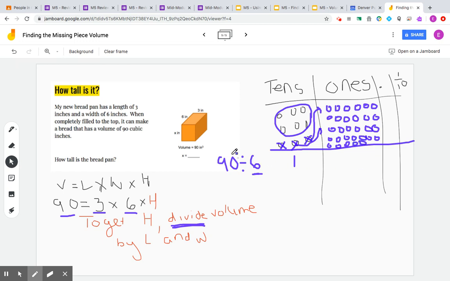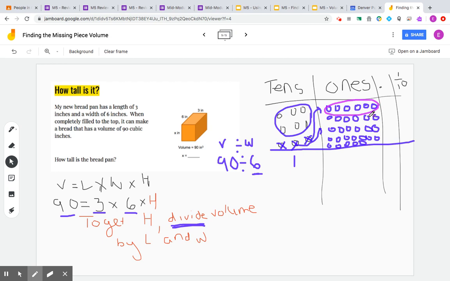Again, I'm making groups of 6 because I'm dividing by that width, which is 6. So I need groups of 6. So let's get a different color. Let's count our 6 out: 1, 2, 3, 4, 5, 6. It's one group.